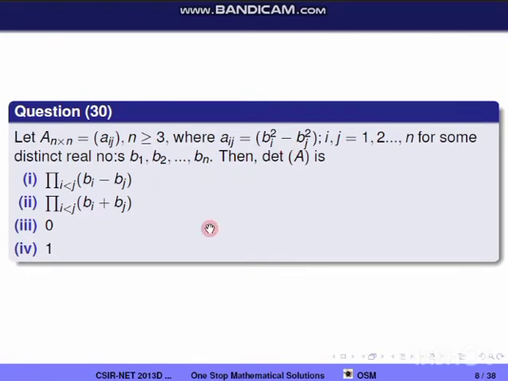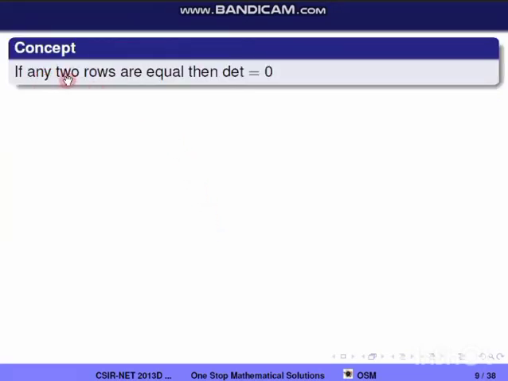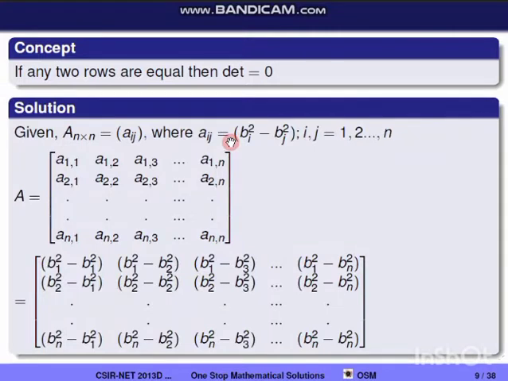So we look into the concepts used. If any two rows are equal, then determinant of the matrix is equal to 0. So we will move on to the question. So they are given this n cross n matrix here, and each element is defined by bi square minus bj square. So let me write a general n cross n matrix.